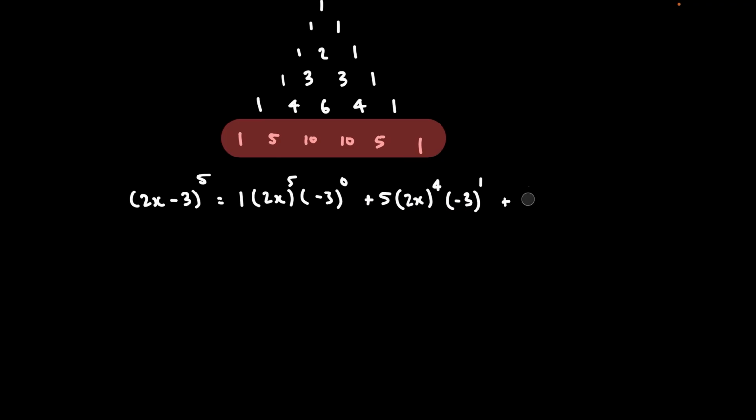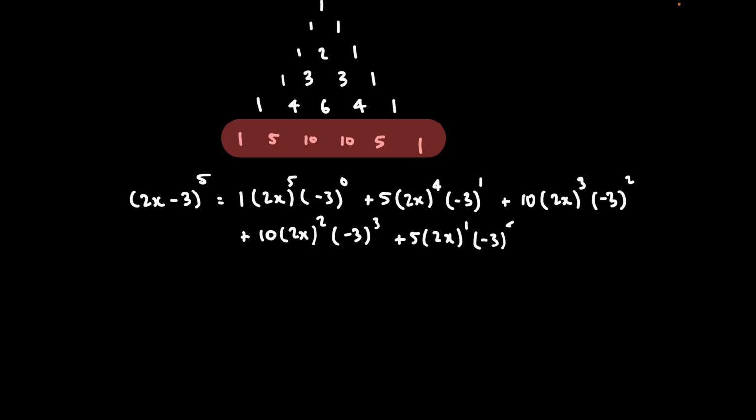Plus 10 because that's the coefficient of the third term. 10 times 2x to the power of 3, negative 3 to the power of 2. In this case, we're going to say plus, I don't have enough space, so I'm going to do it down here. Plus 10 times 2x to the power of 2, negative 3 to the power of 3, plus 5, 2x to the power of 1, minus 3 to the power of 4, plus 1, 2x to the power of 0, and minus 3 to the power of 5.